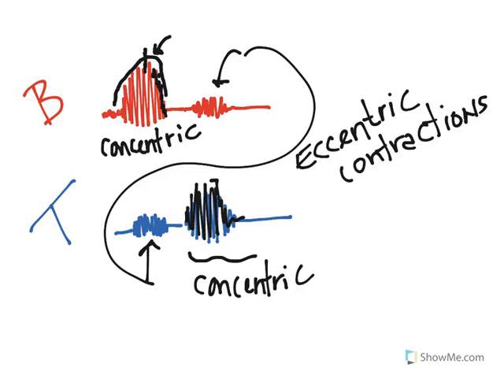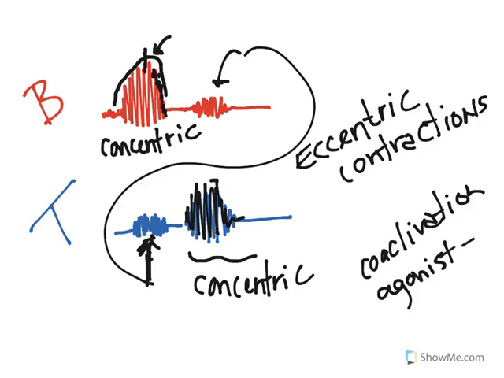It's actually really the brachialis muscle, but that is doing a concentric contraction, but the triceps brachii is doing an eccentric contraction. The term they usually use when you have these two muscles contracting together is coactivation of agonist and antagonist muscle groups, because the triceps antagonizes the biceps.